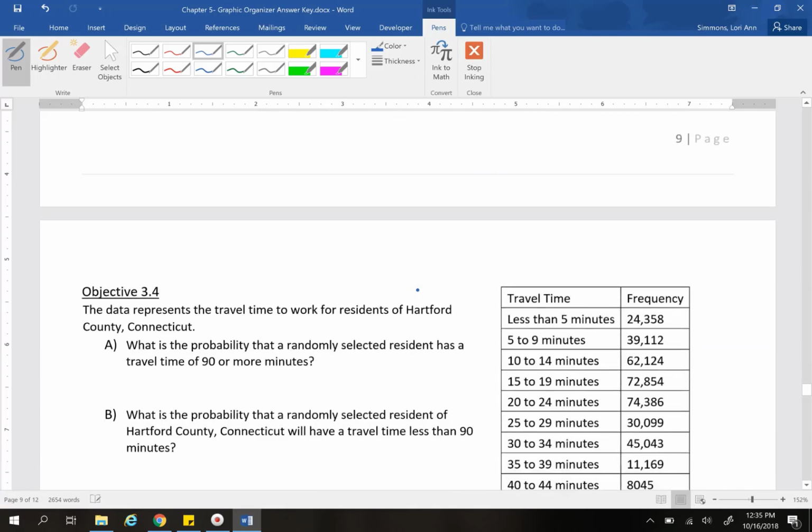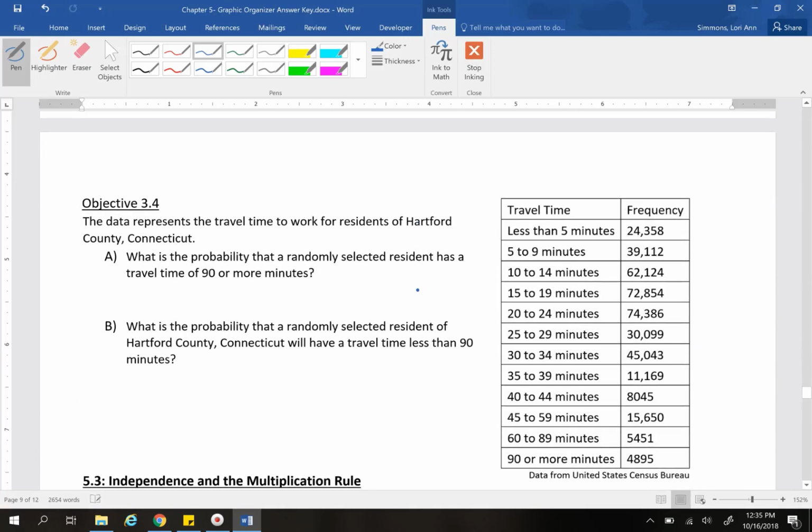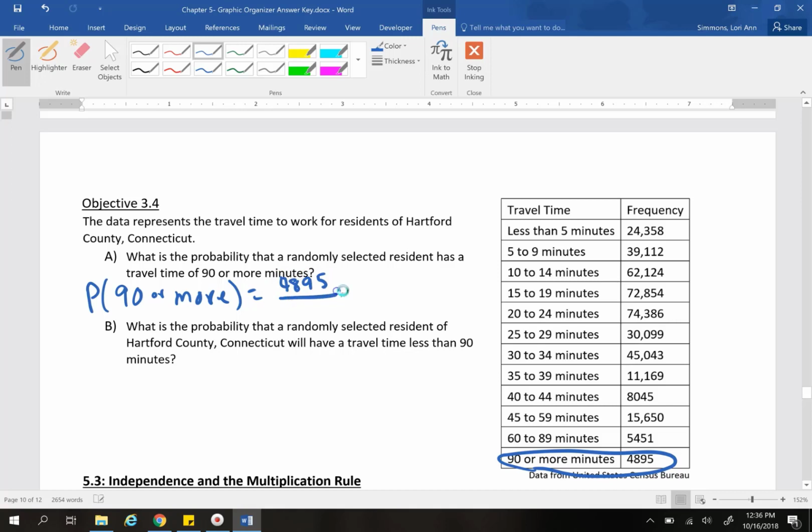Let's look at one more example. The data represents the travel time to work for residents of Hartford County, Connecticut. What is the probability that a randomly selected resident has a travel time of 90 or more minutes? So we're looking for 90 or more. You can see that right here. So we have 4,895. The total of this is 393,186. So that is equivalent to 0.012.